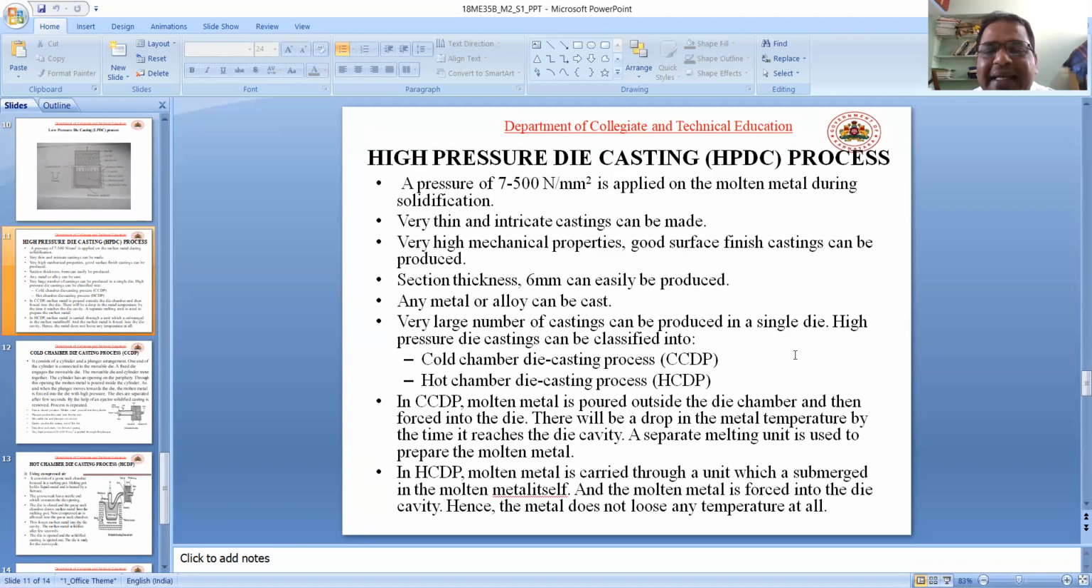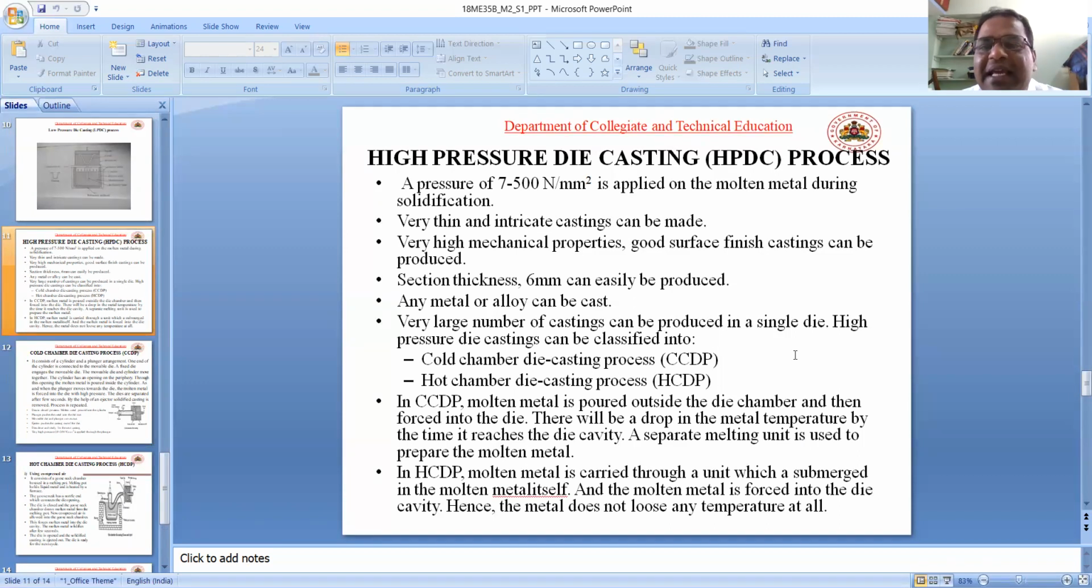cold chamber die casting process and hot chamber die casting process. In cold chamber die casting, molten metal is poured outside the die chamber and then forced into the die. There will be a drop in the metal temperature by the time it reaches the die cavity. A separate melting unit is used to prepare the molten metal.